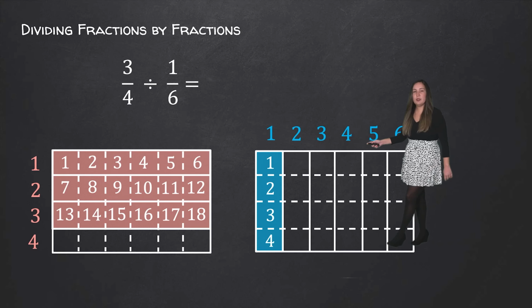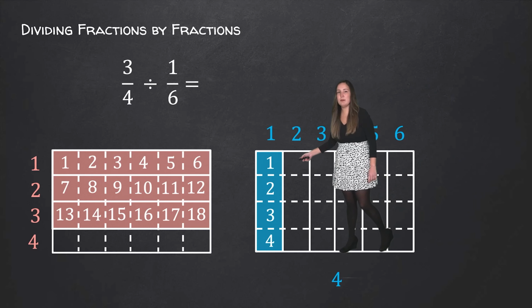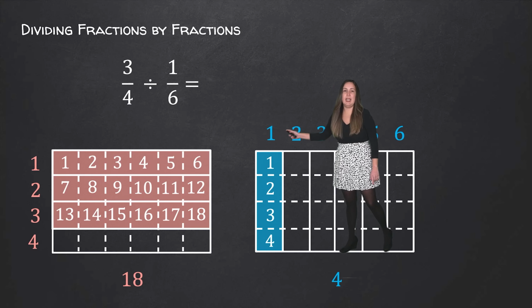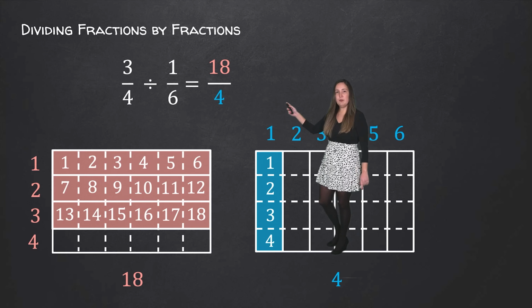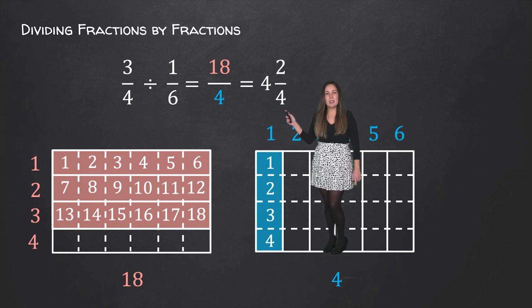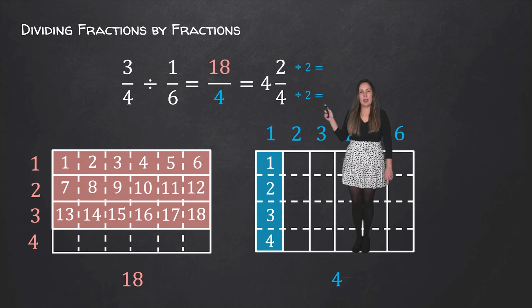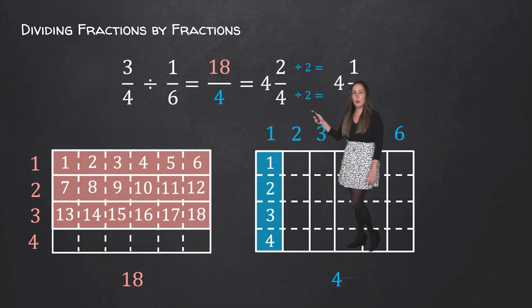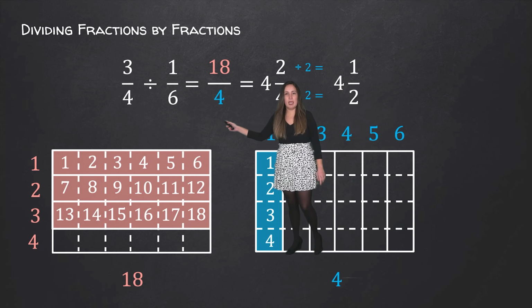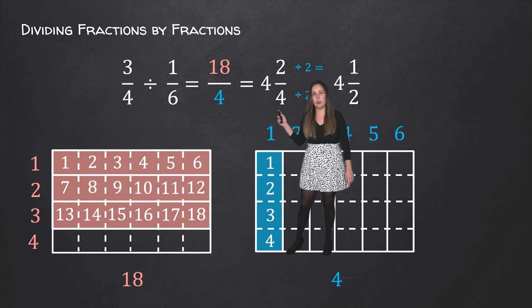And essentially, we want to figure out how many times 4 goes into 18. So we're going to represent that as 18 over 4, which is the same thing as 4 and 2/4, which can be simplified if we divide the numerator and the denominator by 2. We get 4.5. So let me show you how we went from 18 over 4 to 4 2/4.